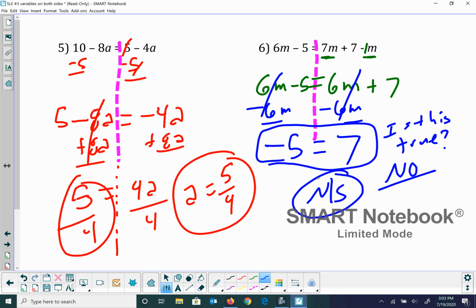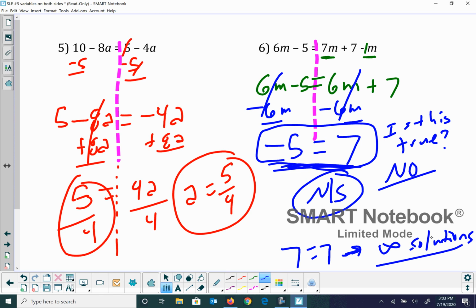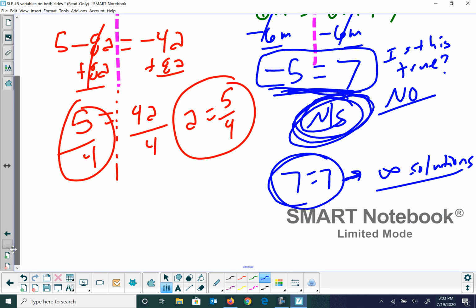Okay? If that up here had given us something true, so if we had something like 7 is equal to 7, and all the x's are gone, that would mean we have infinite solutions. But in this case, we have something that's nonsense. We know that negative 5 is not equal to 7. So no solution for this answer. If that had come out to like being 7 equals 7 or negative 5 equals negative 5, then it would be infinite solutions. So your answer to this one is no solution. Okay? Hope that's all right for you.